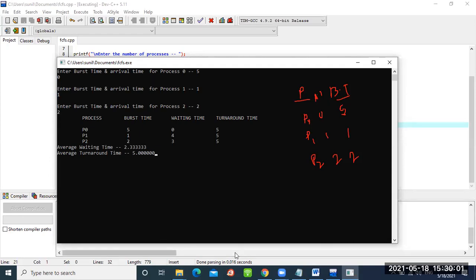So what was the actual answer that we got in class when we did this? So what is the average waiting time? 2.66. Why is it showing 2.33? And what is the average turnaround time? 5.33. And why is it showing 5.00?